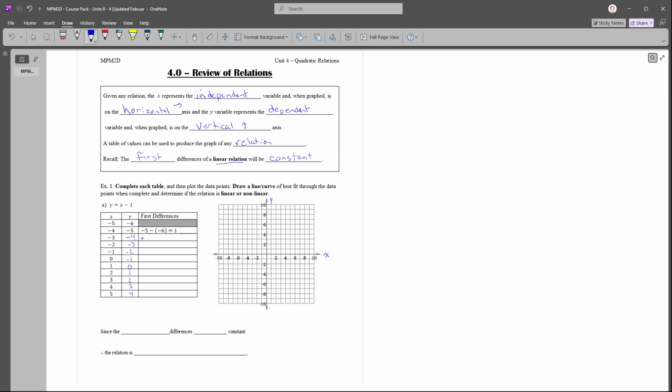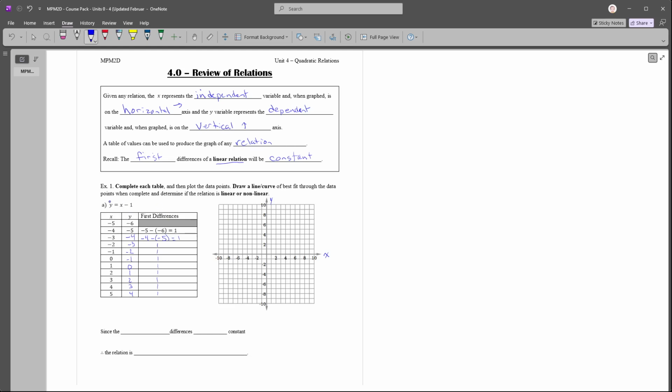If we do this math, we go one at a time. The current one, subtract the previous one. Negative 4, subtract negative 5. That's the same thing as saying negative 4 plus 5. That gives us 1. As we keep going, you should be trying to do this as mental math. Negative 3, subtract negative 4 is also going to give us 1. If we keep going, we'll find that all of these values come out to be 1. So every single first difference is constant. That tells us that this is a linear relation.